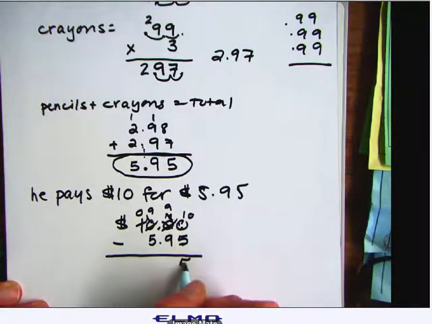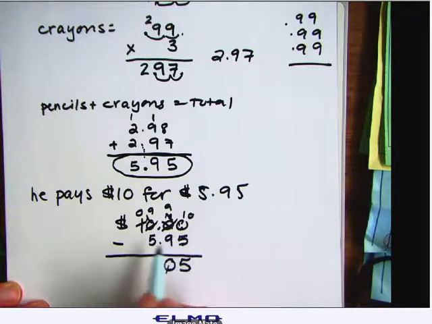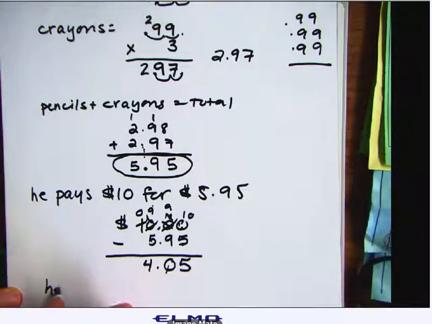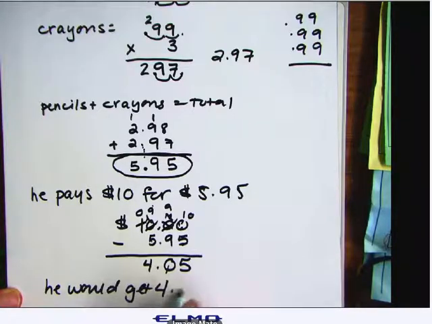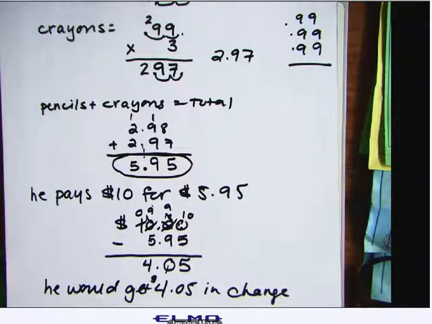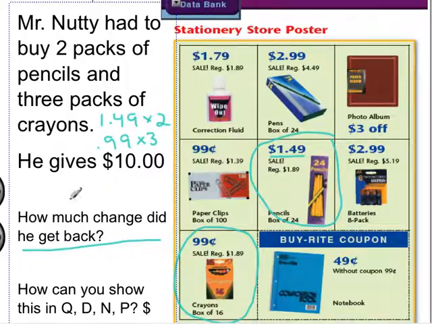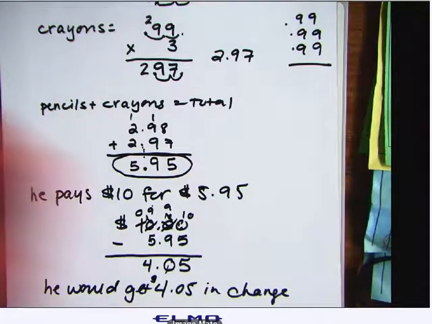5 from 10 would be 5. 9 from 9 would be 0. 5 from 9 would be 4, and we have a 0 on the end. So he would get back $4.05 in change. So we answered that part of the question. And ask yourself if it makes sense. He gets $4.05 back, and he ended up paying $5.95. Well, if you add the 5 cents on, that would bring it to 6 plus $4 would be $10.